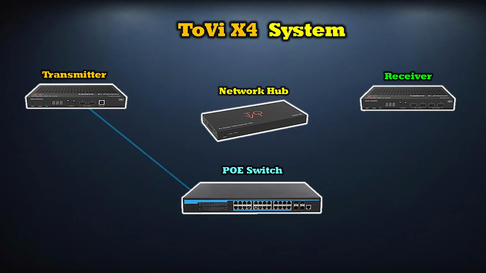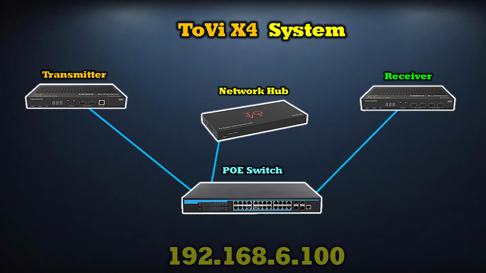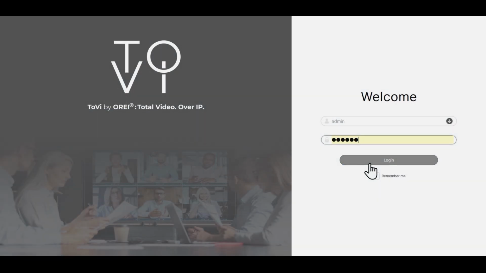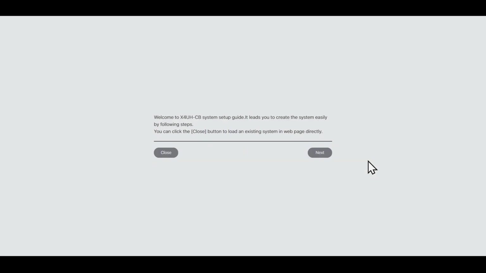To get started, connect all of your transmitter modules, all of your receiver modules, and the video network hub to your local network, and then you can simply open a web browser on any computer on that same network and navigate to IP address 192.168.6.100, which is the address of the video network hub. Once you arrive there, you'll be greeted by this welcome screen for the graphical user interface, and here you can enter your credentials and click the login button.